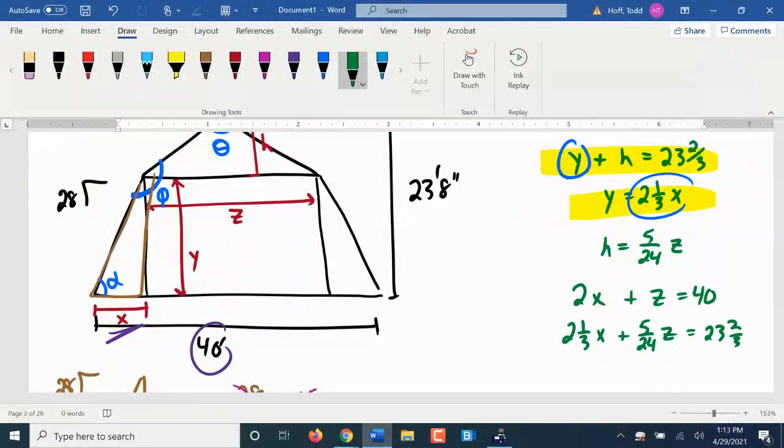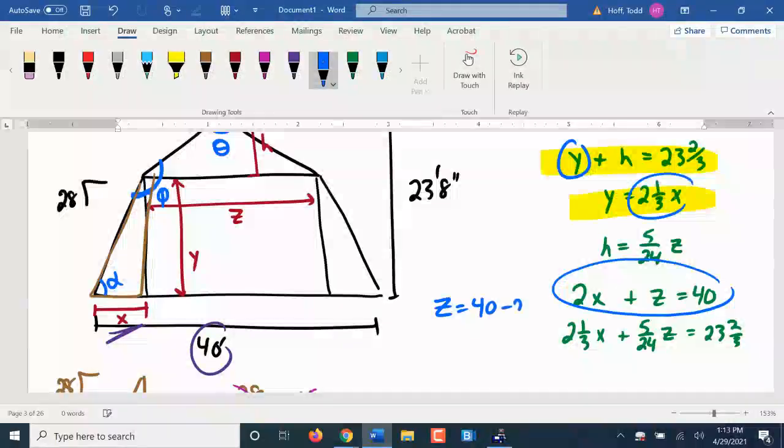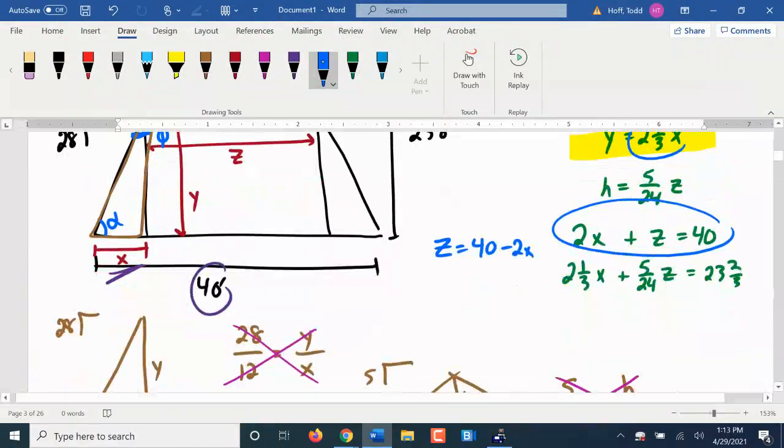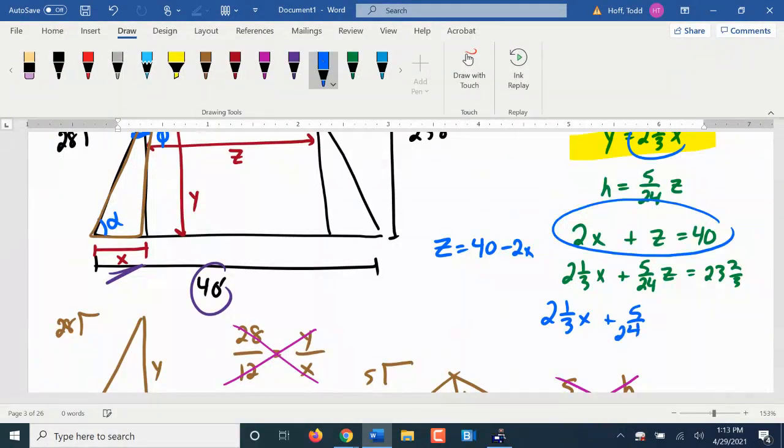So, how am I going to make these cancel out? Actually, you know what? Here's what I'm going to do. I'm going to solve this top one for z by subtracting 2x. So z equals 40 minus 2x. This is going to be 2 1/3 x plus 5/24 times 40 minus 2x equals 23 2/3.